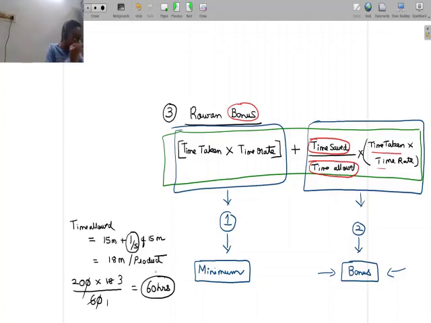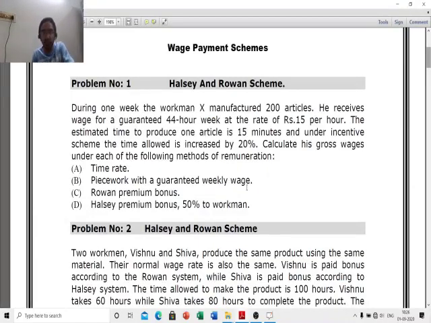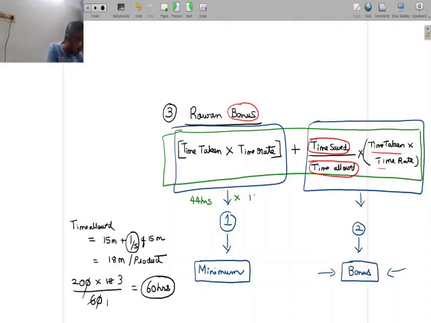So now how much time is this worker taking? Let's substitute numbers here. So our worker takes 44 hours and each hour he is paid a rate of 15 rupees per hour. So this is one component. 44 hours into 15 rupees is one component.